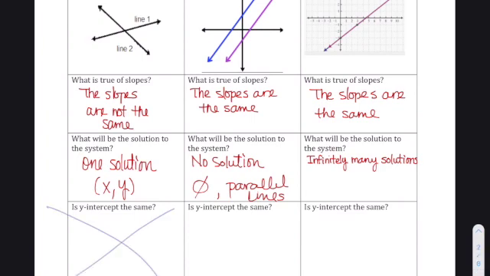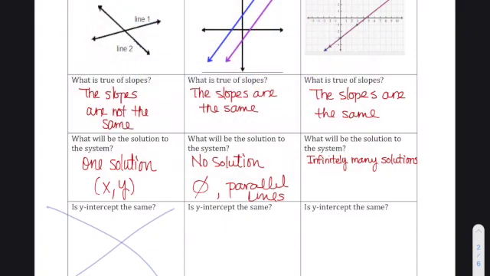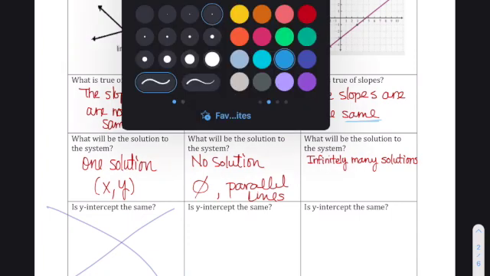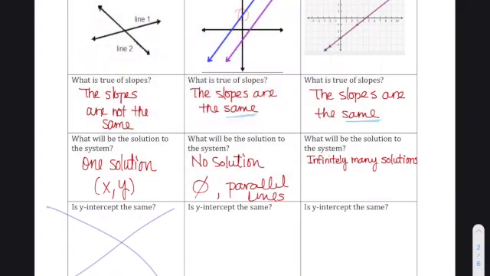But if you look at the two, the slopes are the same in this situation. The slopes are the same. Notice what happened to their y-intercepts. The y-intercepts for this one are not the same. For this one, both of them are the same.